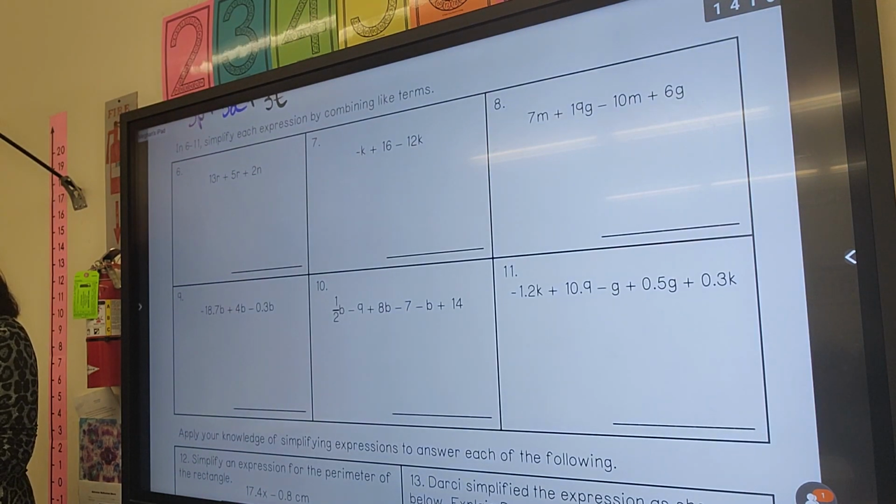So we're going to practice this down below, and I'm going to do number 7 with you. We're skipping 6 for the moment. So number 7, negative K, what would that number be with negative K?